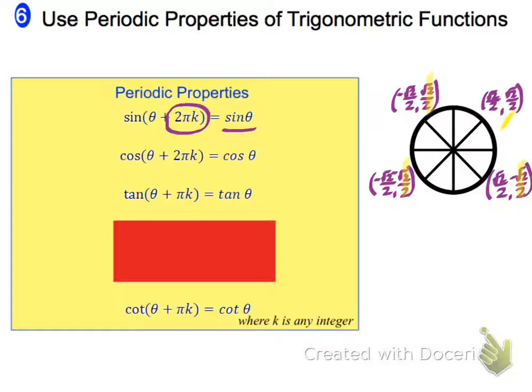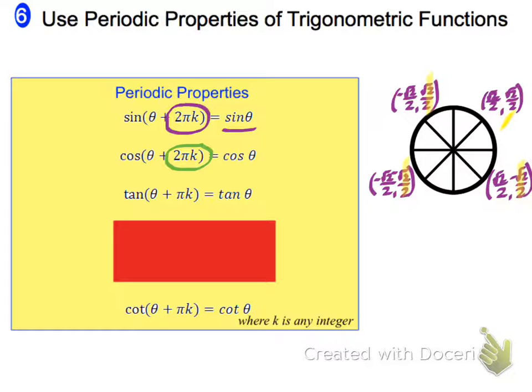Now the same goes for cosine. Cosine doesn't start repeating until I've gone all the way around the circle. So for cosine, I have to take a full time around the circle before I can start ignoring it, and then I get the same answers.